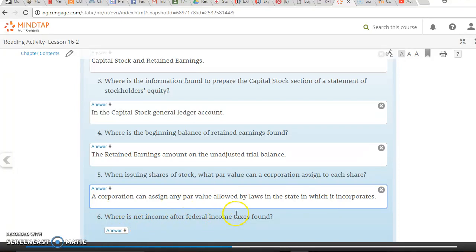Where is the net income after federal income taxes found? Well, that can be found on your income statement that you just prepared before this.